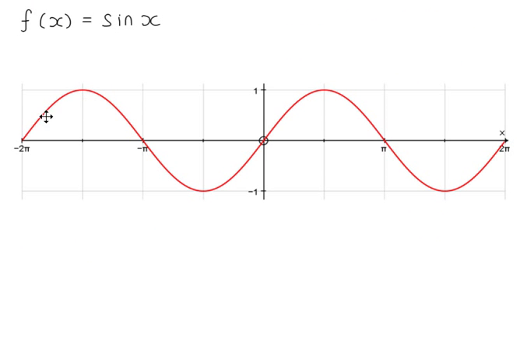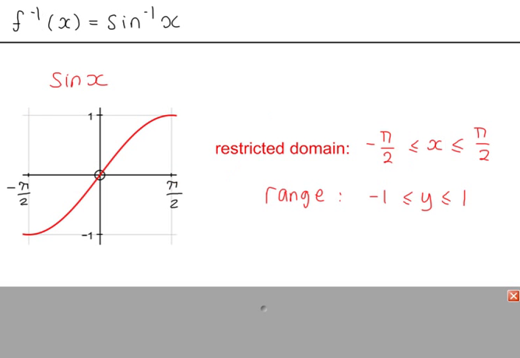Here is the sine function. This is not a one-to-one function. With this restricted domain between minus pi over 2 to plus pi over 2, we now have a one-to-one function, so this has an inverse, so we can reflect the graph here in the line y equals x to get the following.